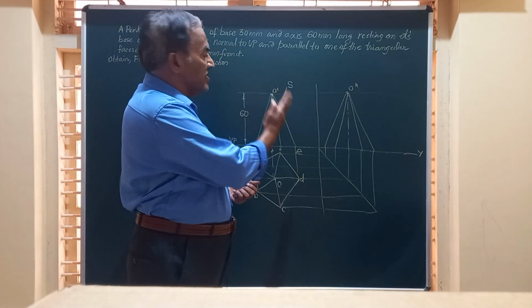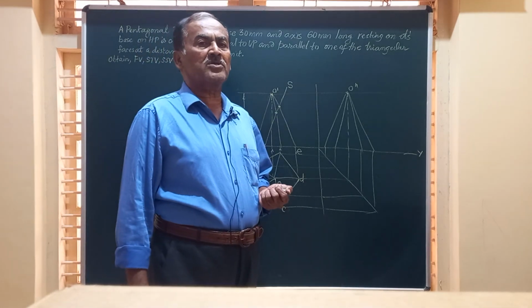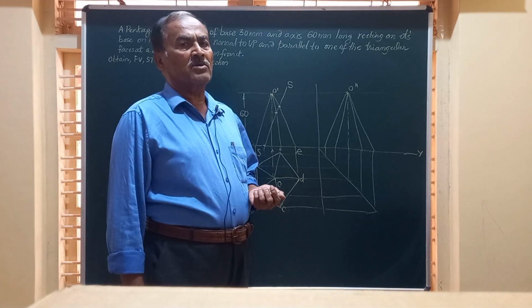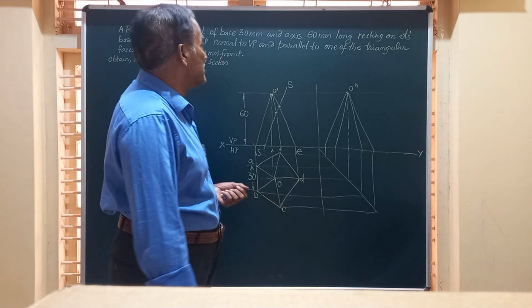In today's video, we are going to draw the section of a pentagonal pyramid which is cut by a section plane which is normal to VP and inclined to HP. And let's see what is the question in store for today's video.